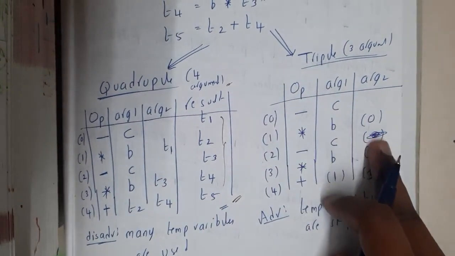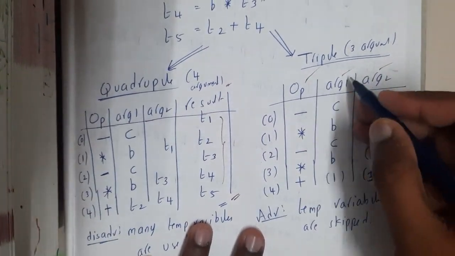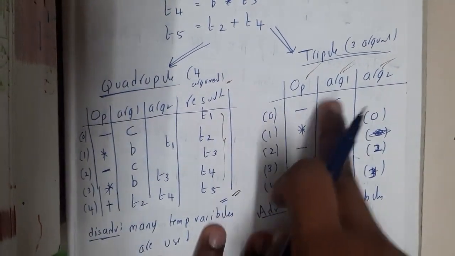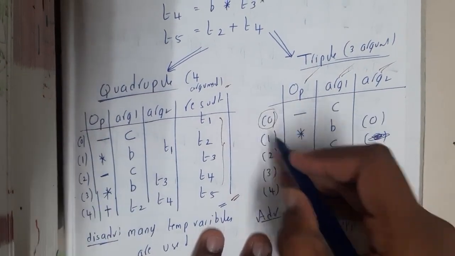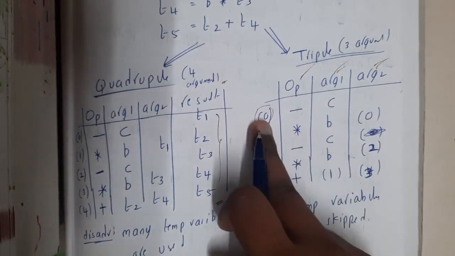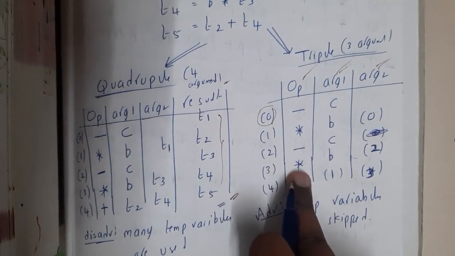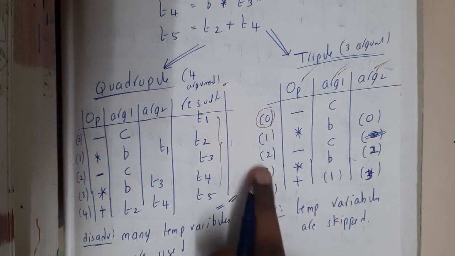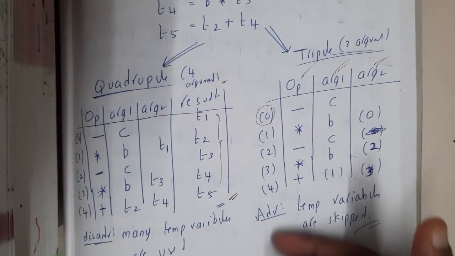Similarly, triple. In triple you use 3 parameters or arguments: the operator, argument 1, and argument 2. Here we have minus c, and we store that result in the 0th position, guys. Then you multiply this result with b, so b into the result at the 0th position. Similarly, minus c is stored in position 2, and b into the result at the second position is stored at the third, and at the end you add the first and third positions to get the final result. So the advantage here is that we are skipping the temporary variables.